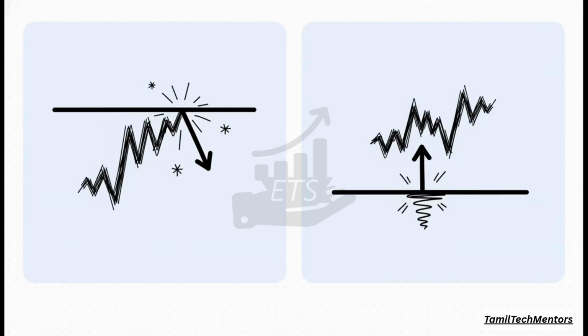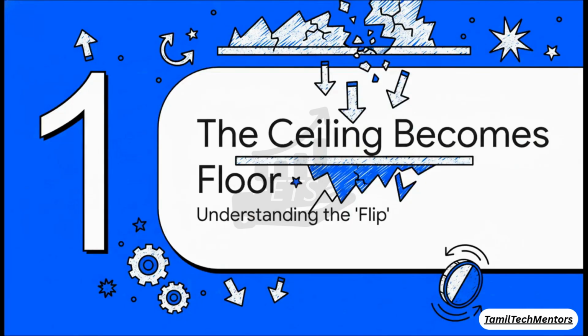Okay, before we get to the good stuff, we need to be on the same page about two basic ideas. First, think of resistance as a ceiling. Every time the price goes up and hits it, sellers step in and smack it back down. And support, well, that's the floor. When the price drops to that level, buyers show up and hold the line. That's it, a ceiling and a floor. Simple, right? Now, this is where the magic happens. The absolute core of this entire strategy is what happens when that ceiling finally breaks. Because through a really cool shift in market psychology, that old ceiling becomes the new floor. This transformation, this is what we call the flip.